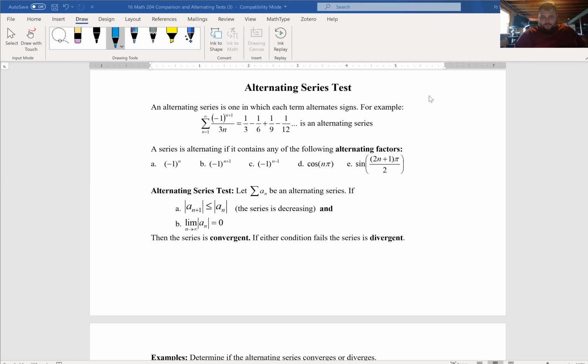Hannah says that your guys' paper says n pi over 2 for sine. So I must not have put up the most up-to-date one here. So yes, it should be 2n plus 1, because that term is not properly alternating.